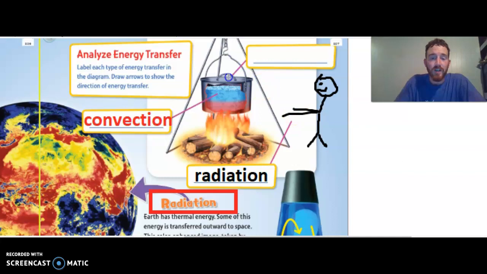Now the last one is the pot. If the pot was directly touching the heat from the fire, if we put it down into the coals, that would be directly touching, and that's going to be our conduction. So on this one, we're going to say conduction is taking place.